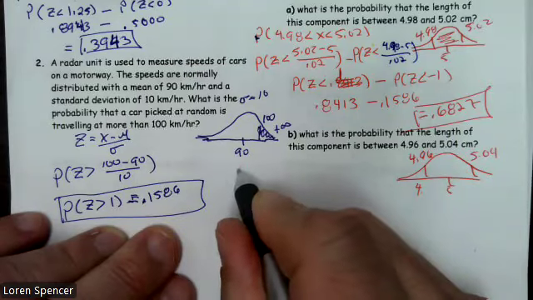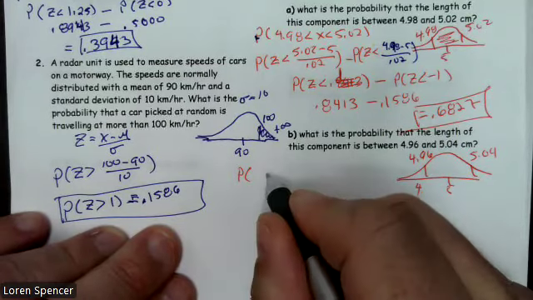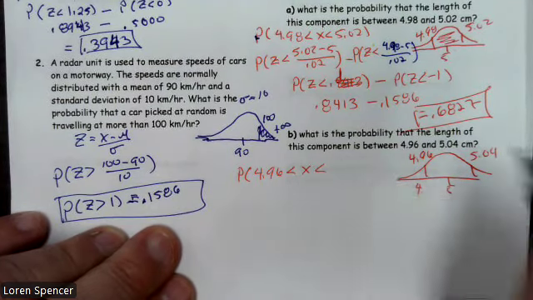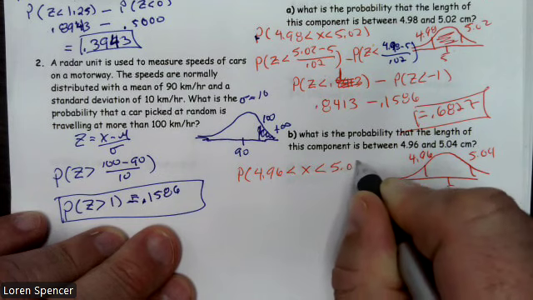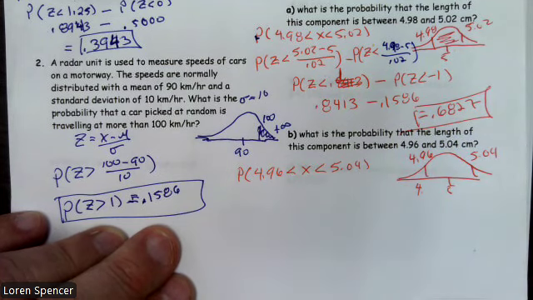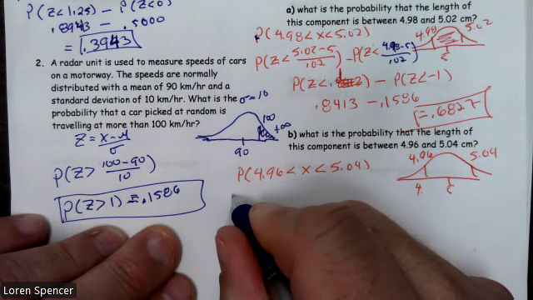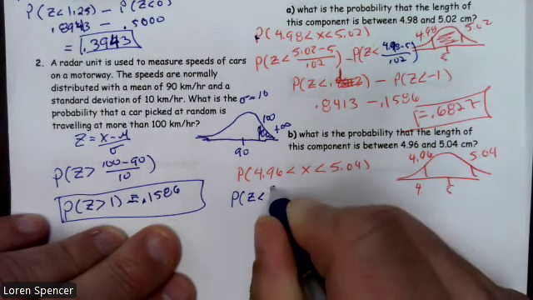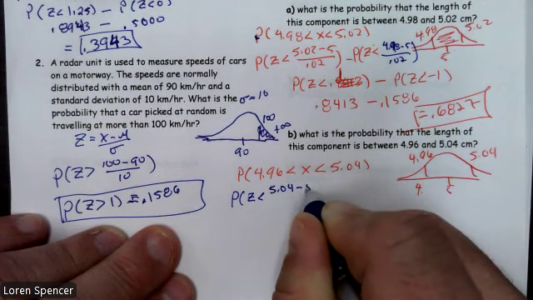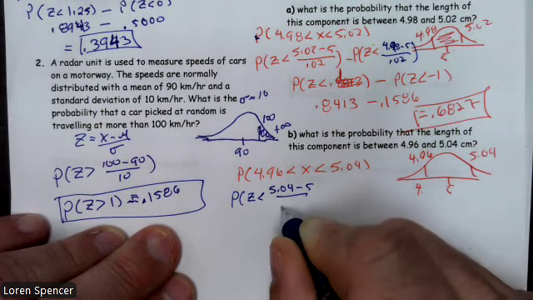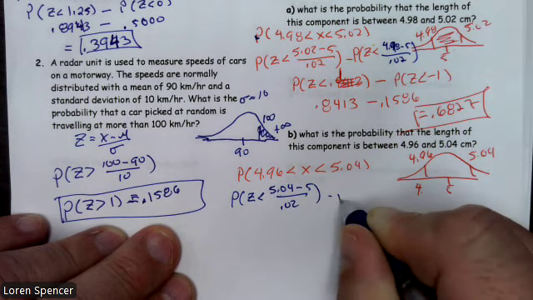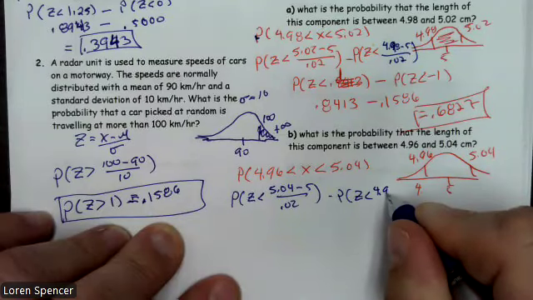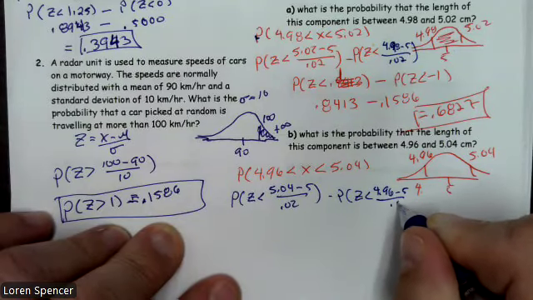And basically, we want the probability that 4.96 is less than X is less than 5.04. So at that point, I want the probability that Z is less than 5.04 minus 5 over 0.02 minus the probability that Z is less than 4.96 minus 5 over 0.02.